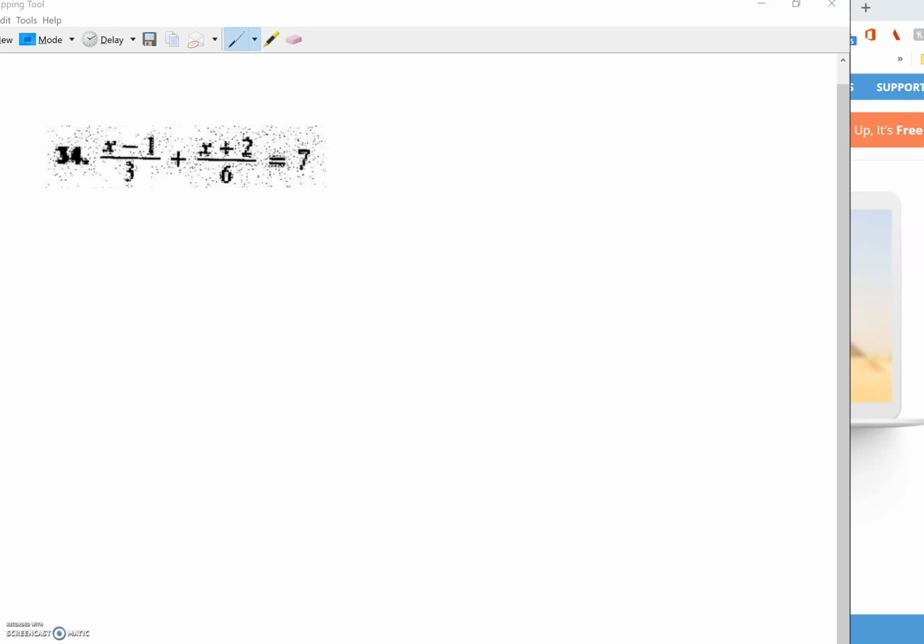Okay, class, so here's a little bit of help with your homework. So question number 34, we have to get rid of the denominators.